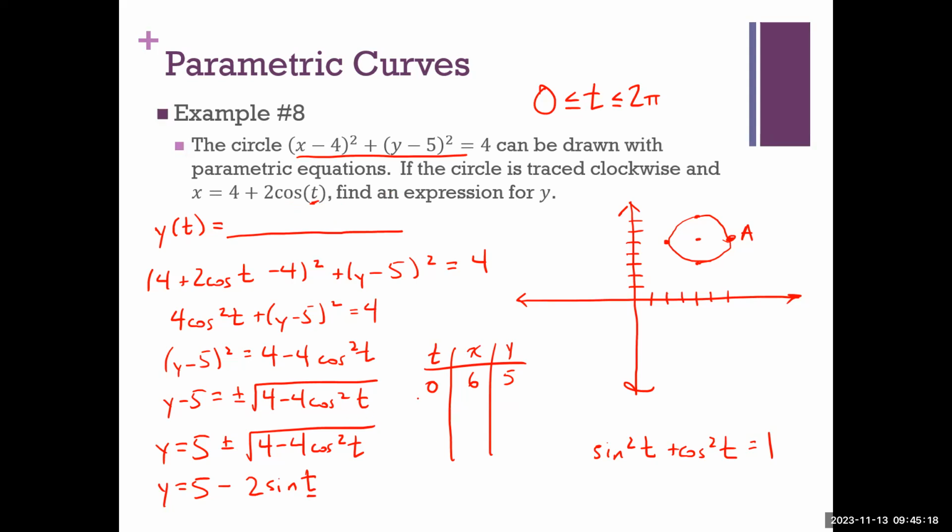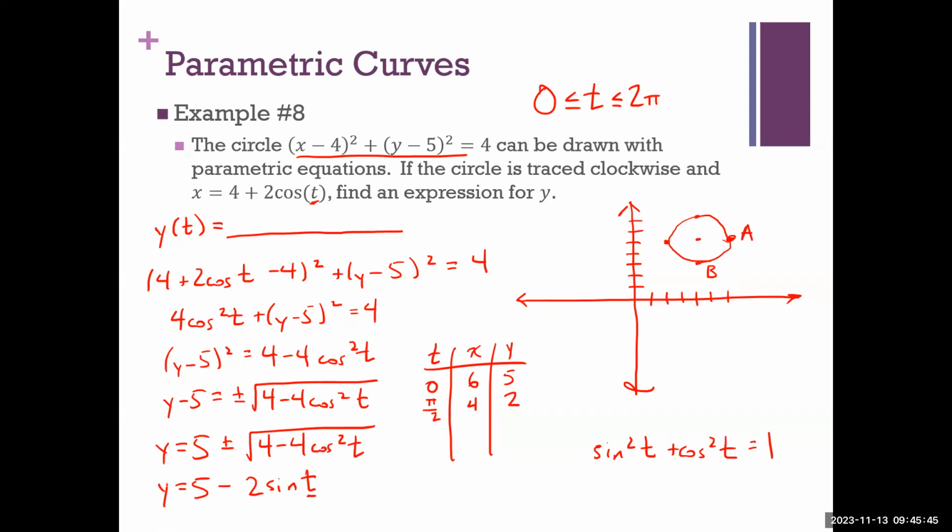So let's choose the next quadrant angle, pi over 2. I know when t is pi over 2, x is going to be equal to 4. So I want point B to be down here, right? Because I want to draw clockwise. So that means I want my y value to be 2.